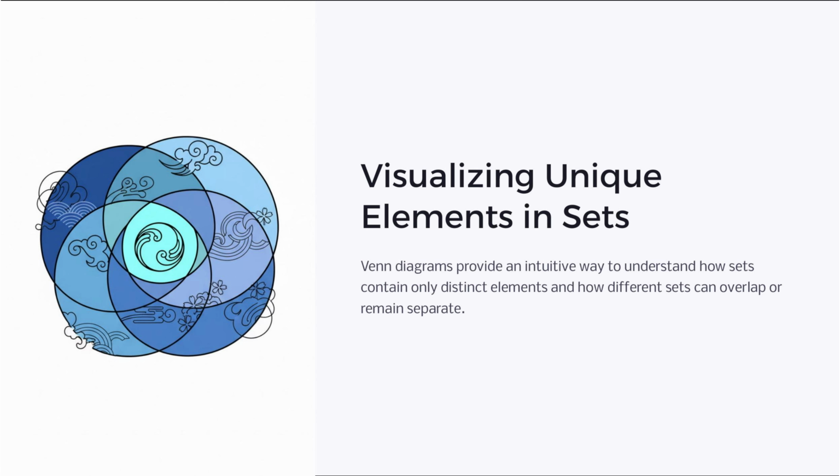Venn diagrams visually demonstrate how sets consist of unique elements. They illustrate overlaps where sets share common elements and highlight distinct areas where elements remain exclusive to each set. This visualization aids in comprehending set relationships and the concept of uniqueness within sets.